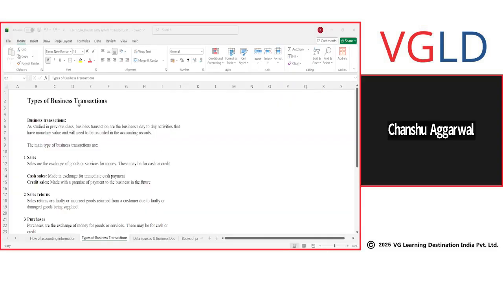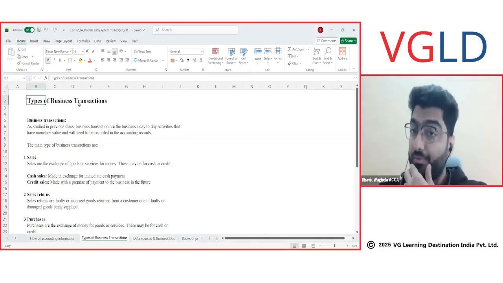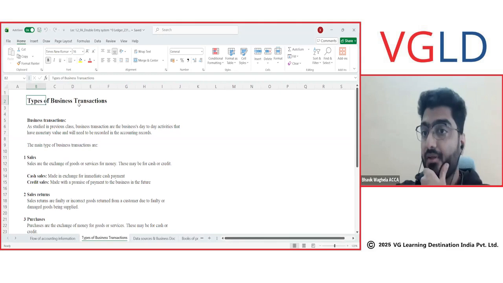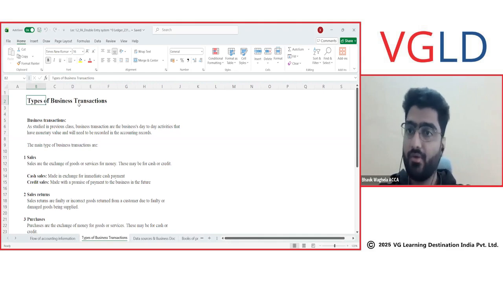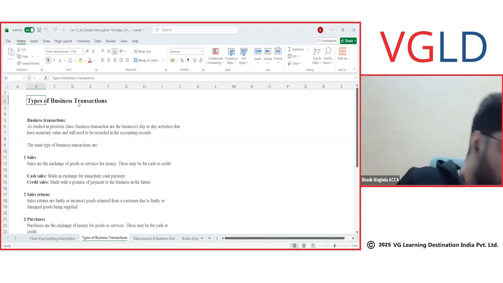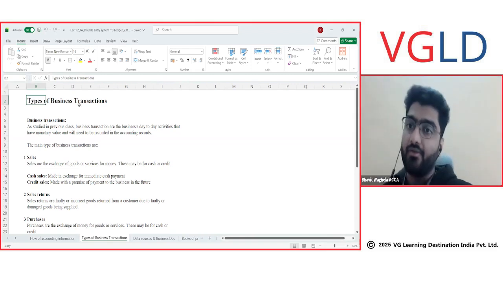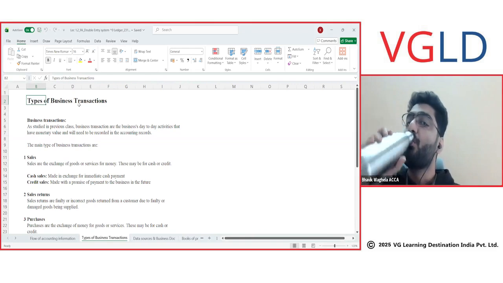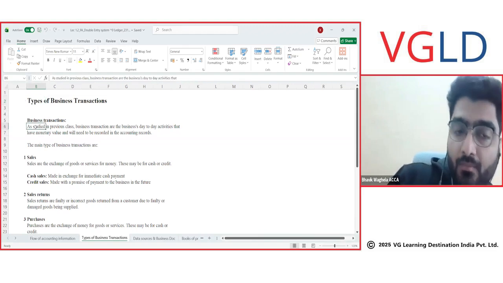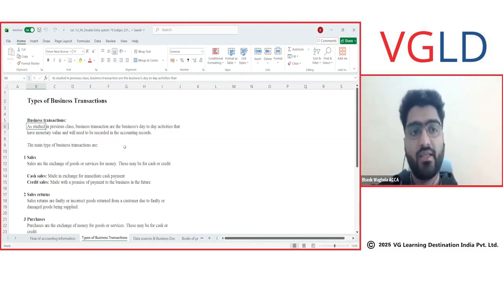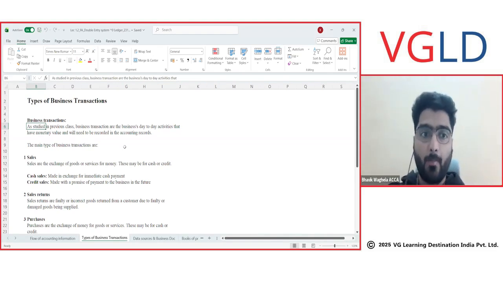Now, guys, types of business transactions. We learned just before the break, what is a business transaction? It is any dealing between two people. As studied in the previous class, business transactions are the business's day-to-day activities that have monetary value and need to be recorded in the accounting records. So let us now understand the main types of transactions that we have.